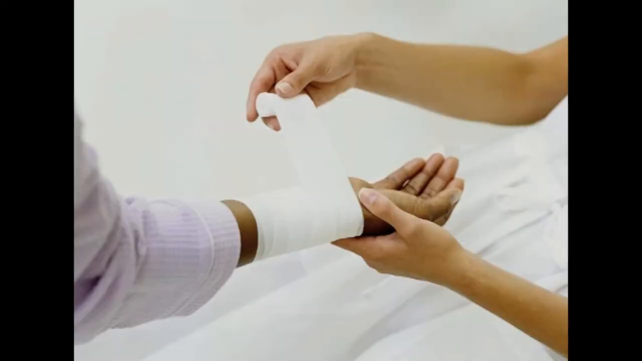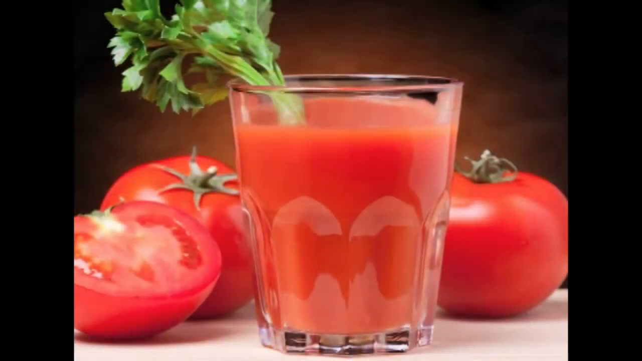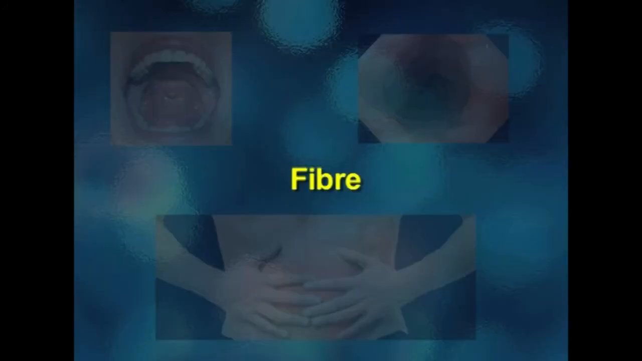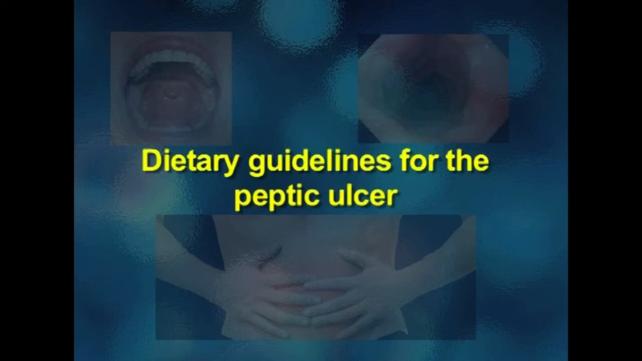Ascorbic acid helps in wound healing, hence citrus fruit juice and tomato juice can be given. Gas formers: in addition, certain foods traditionally forbidden include strongly flavored vegetables such as cabbage, cauliflower, onions and turnips, and fried foods. Fiber: a regular diet including good sources of dietary fiber has proved to be beneficial. Dietary guidelines for peptic ulcer.